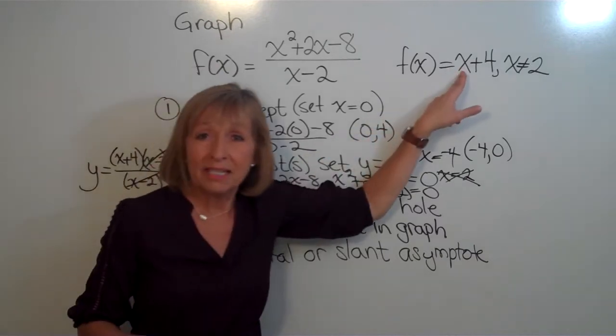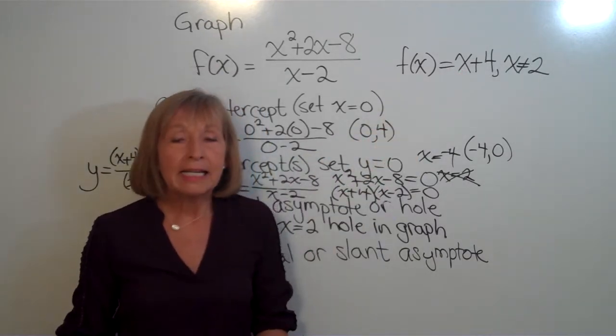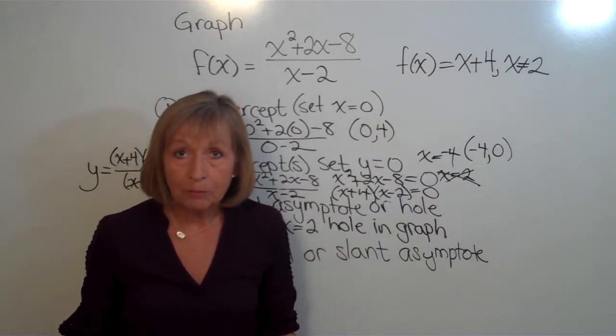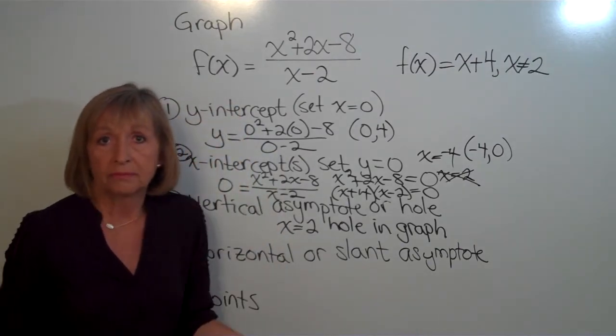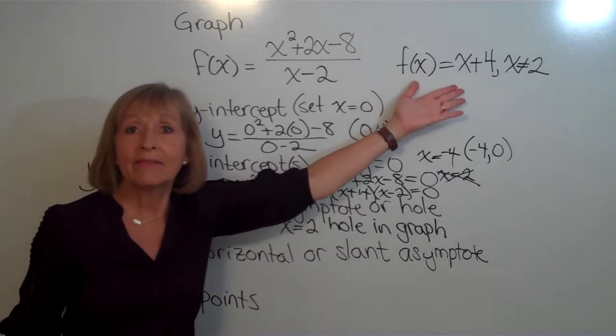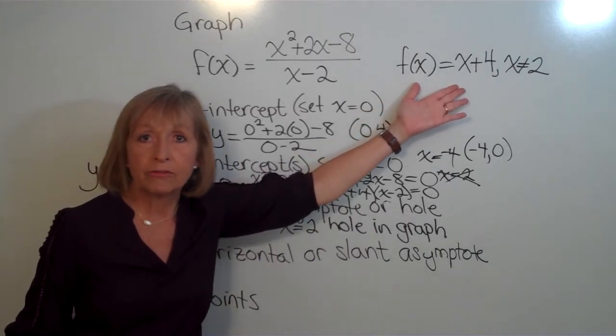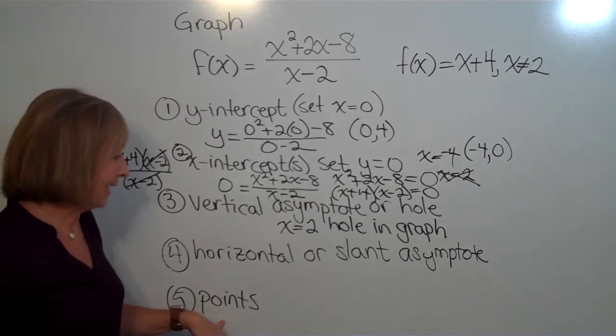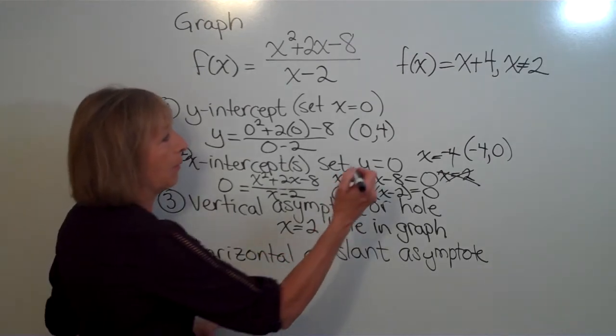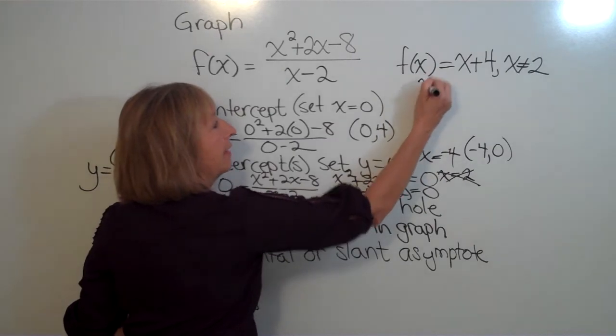Since this particular one, once I simplified it, doesn't have a fraction in it anymore, I'm not going to have a horizontal or slant asymptote. It doesn't have the characteristic of a rational function in its simplified form. So the points that I can get here with my x and my y, I can get from the simplified form.